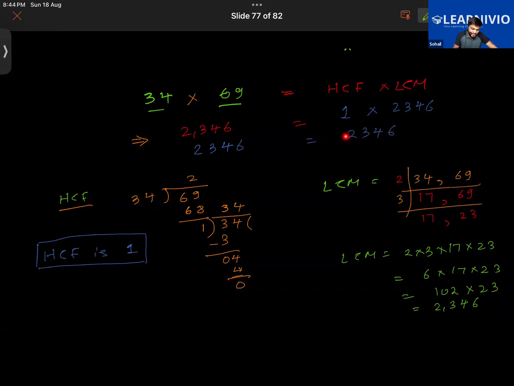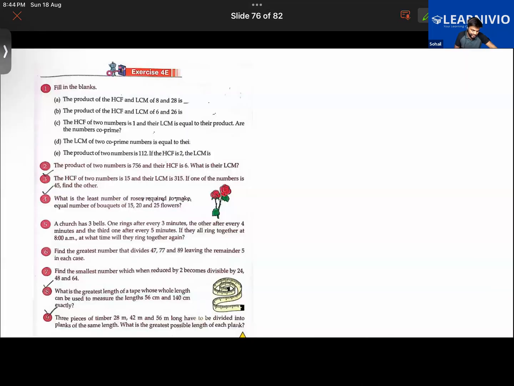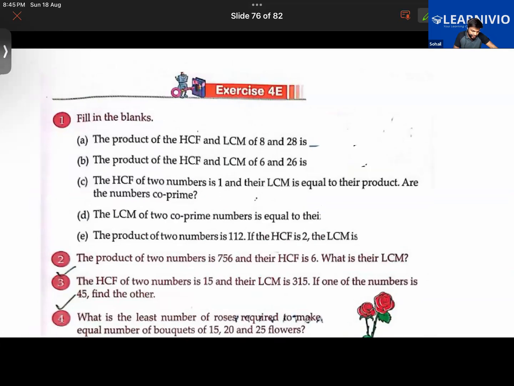We found it by directly multiplying the given numbers, or in fact, we also found HCF and LCM separately, and even then we got the same number, 2346. So there is no need to do all this. Even if the two numbers are provided, you can directly find the product of HCF and LCM. Now, can you do question number A, B, and the other questions in this? Okay, do question number A.